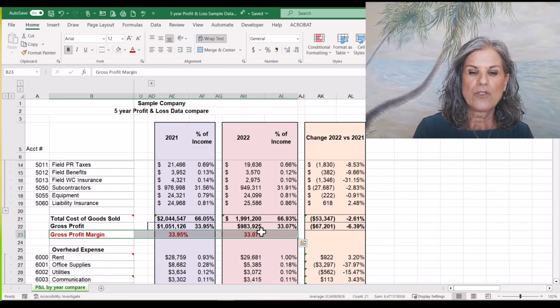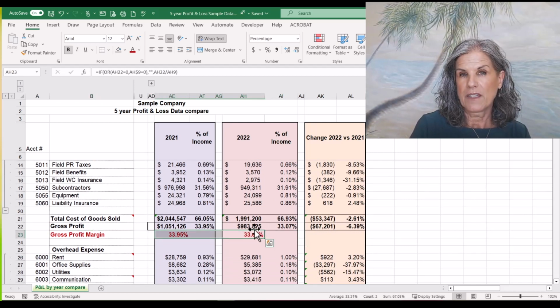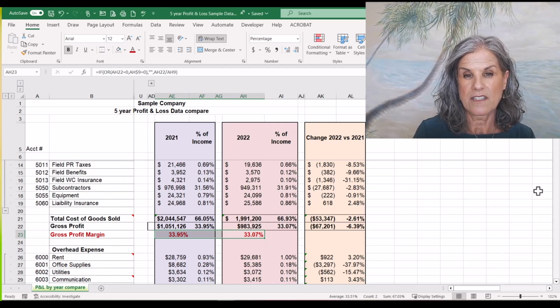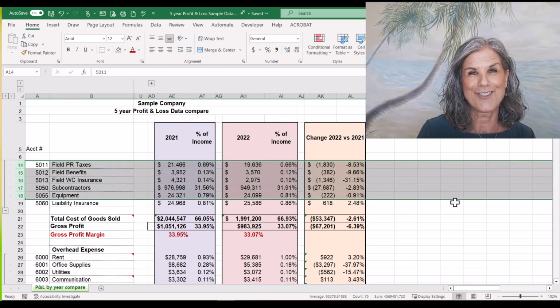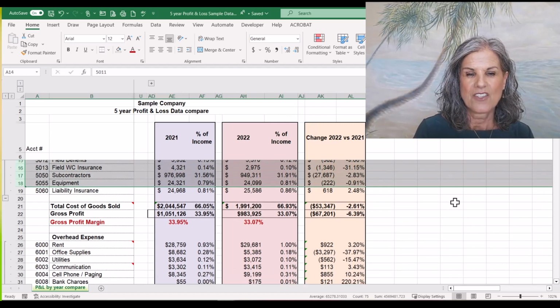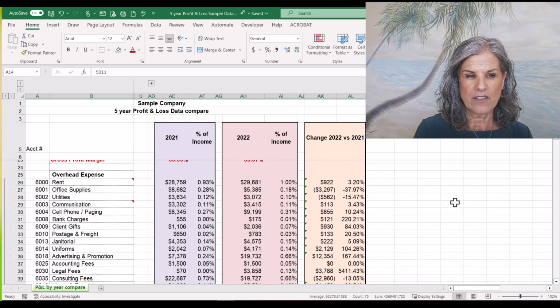So when you look at gross profit margin, just evaluating that year over year, take a look and see, is there a consistency in that? First, make sure that all of your appropriate costs are in your cost of goods sold. So now let's take a look at overhead cost.